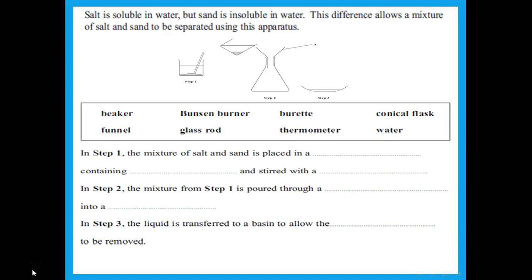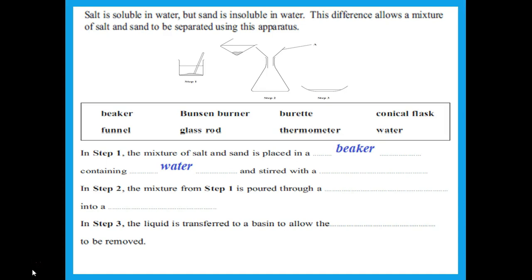Salt is soluble in water, sand is insoluble in water. This difference allows the mixture to be separated by the separators. So he gives you step 1, step 2, step 3, and he's saying in step 1, the mixture of salt and sand is placed in a what? What's that apparatus called? In a beaker containing which solvent? He said one of them is soluble in water and the other is insoluble in water. That means that the beaker should contain water. If he's talking about some other solvent, then we're using that other solvent.